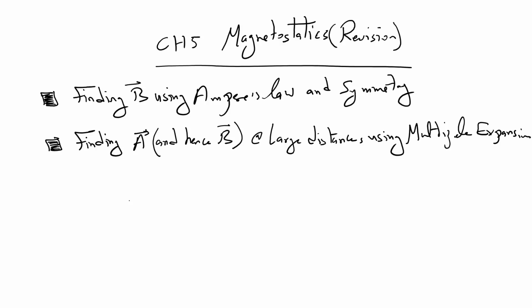So the two main points that I'll discuss are basically how to find the magnetic field using Ampere's law and symmetry, and the second point is how to find the magnetic vector potential at large distances using multipole expansion for any localized current distribution. Pretty much similar analysis to what we did at the end of chapter 3.